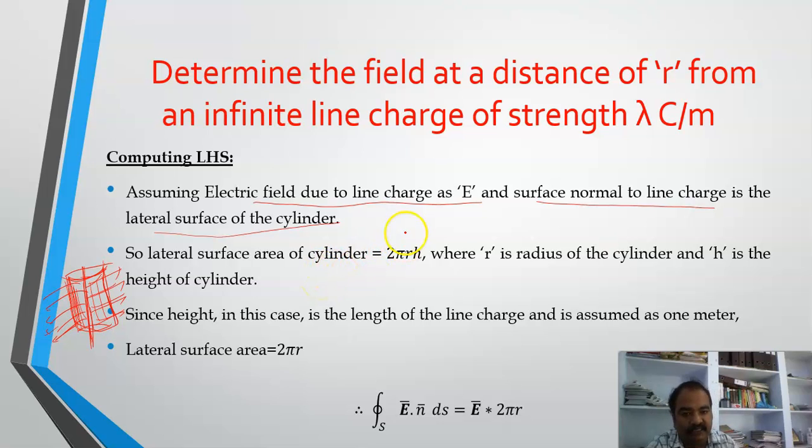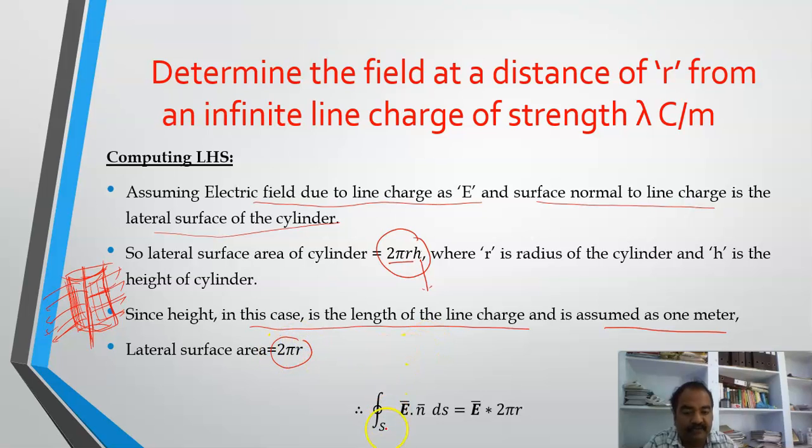You know the lateral surface area is 2 pi r into h, where h is the height of the cylinder and r is the radius. This is the radius of the cylinder. So h we have already considered as 1 meter for our consideration, right? So this will become 2 pi r. Okay. So since height in this case is the length of the line charge and is assumed to be 1 meter, so lateral surface area is 2 pi r.